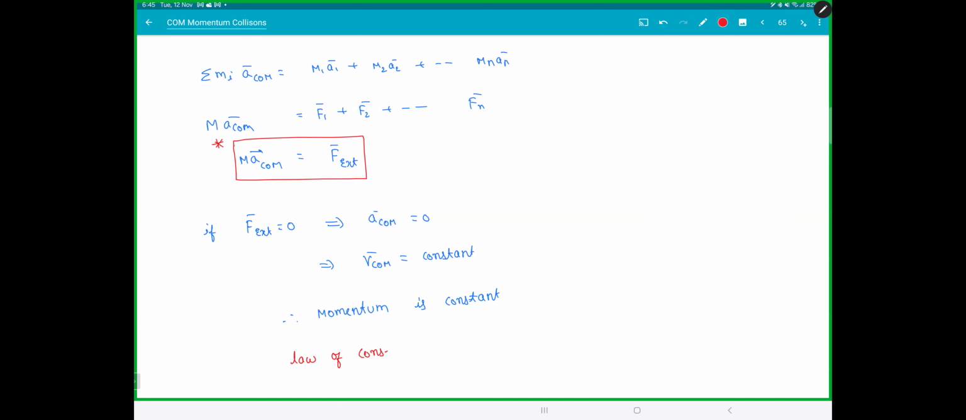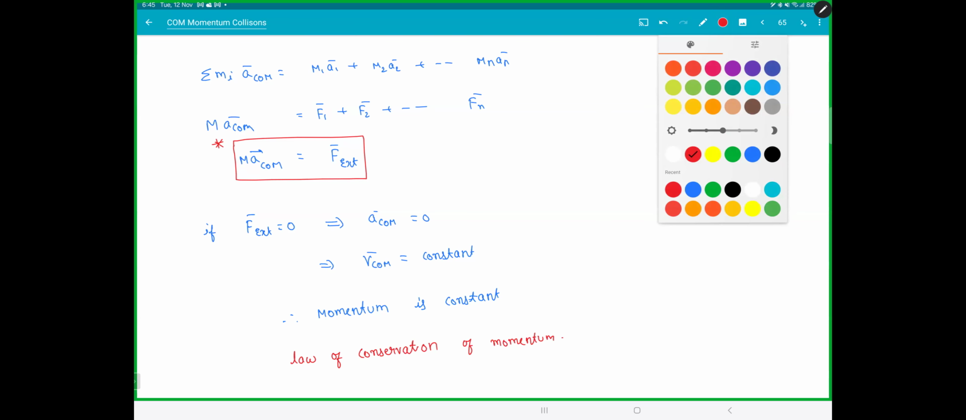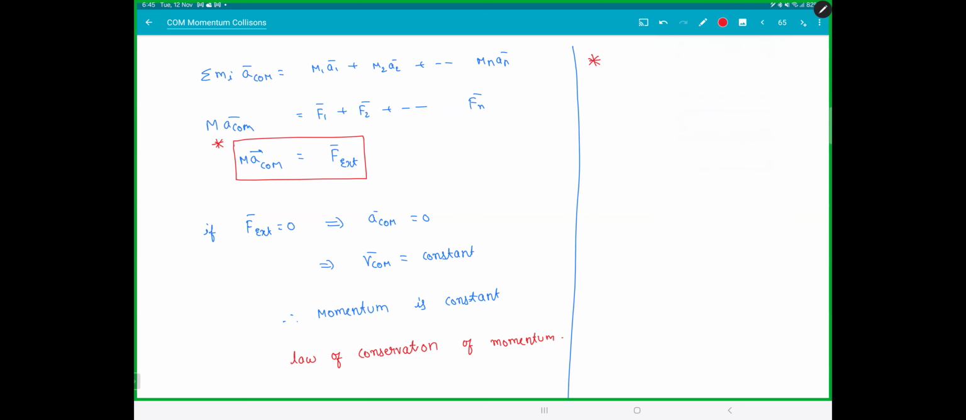The first conservation was energy conservation. When the work done by external force is 0, energy is conserved. If the F external is 0, then the momentum is conserved. A better version of this is, if F external in a particular direction is 0, let's say in the x-axis the force is 0, then momentum is conserved in that direction. If the total force is 0, then momentum is conserved in every direction.